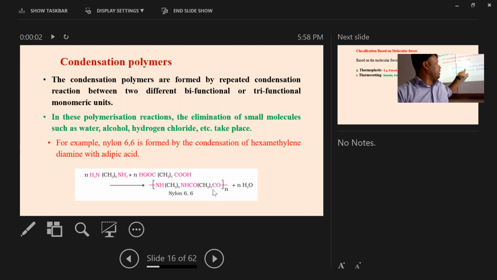So actually it happens by removing small water molecules. That means here we can see plus n molecules of H2O. That means this comes from removing water from these two molecules. We are removing a lot of molecules of water, so the size of the molecule is increasing. Therefore, by removal of water, that is an example of condensation.